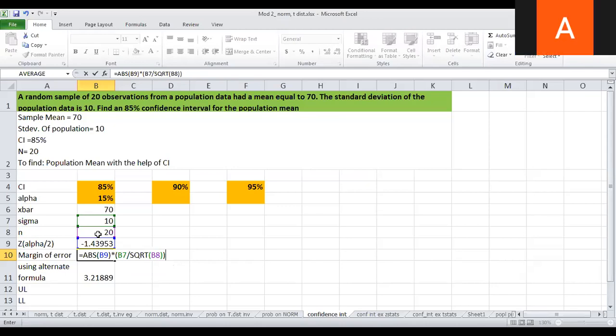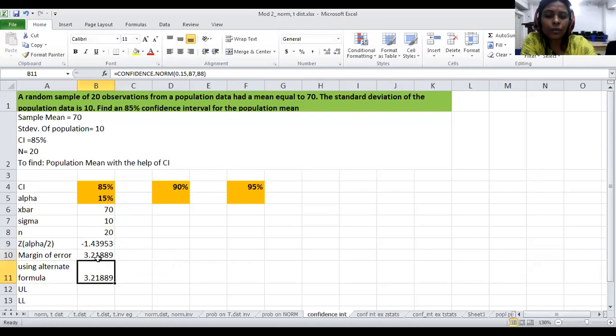Yes, ma'am. Okay, click enter. You will get 3.21889. Okay, so this is one way of calculating your margin of error. You have to follow basically two steps. First, calculate z alpha by 2, then absolute of z alpha by 2 into your population standard deviation by square root n. There is an easier method for calculating the same thing.